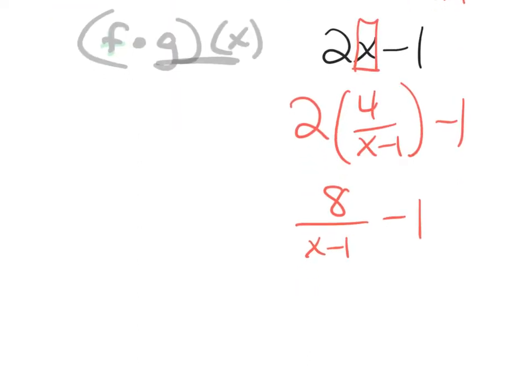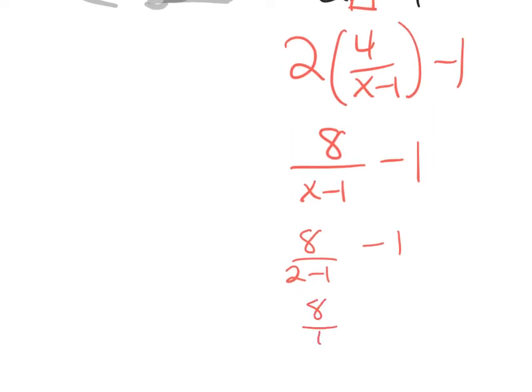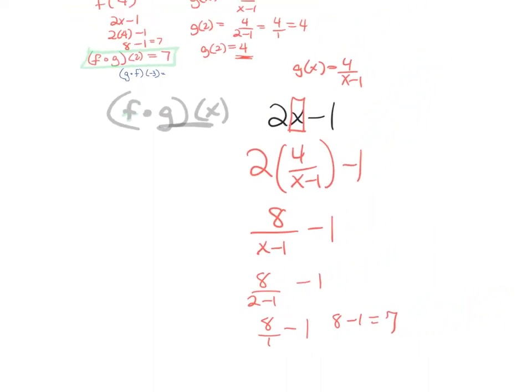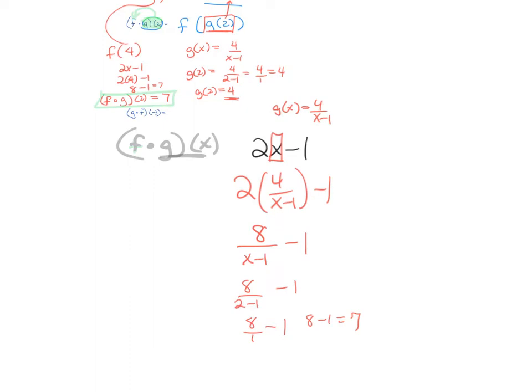And you can do that. So then 8 over 2 minus 1. So this gives you 8 over 1 minus 1. 8 over 1 is just 8, minus 1 is 7. So you could simplify it first, plug it in as an x, and then go back and substitute in the 2. Either way.